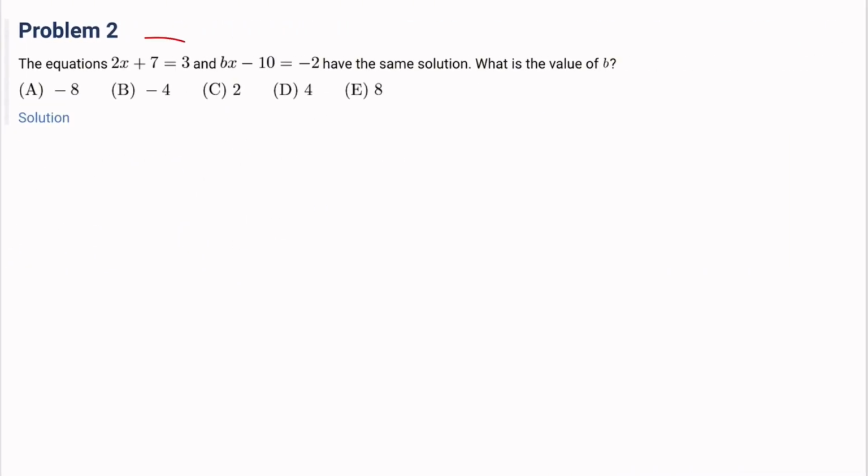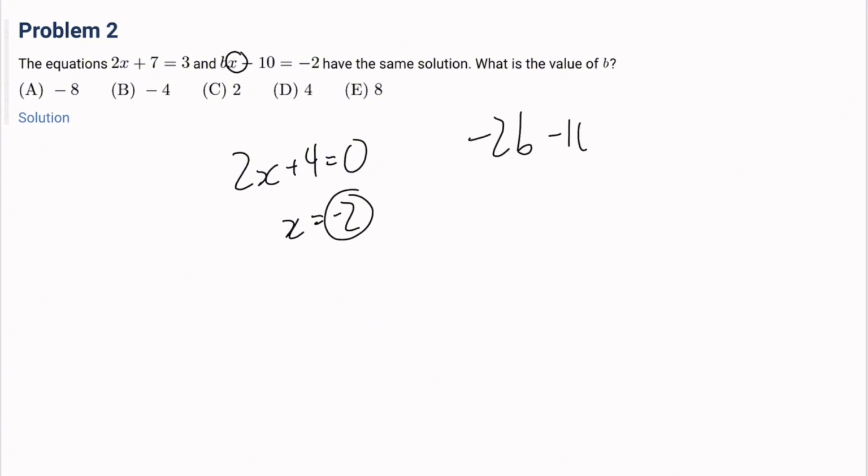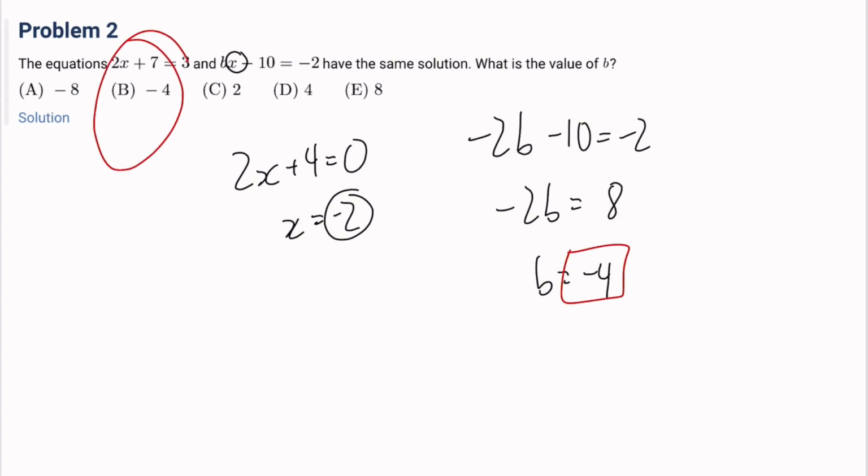Number 2, the equations this and this have the same solution. What's the value of b? Okay, so let's first get the solution of that. That is 2x plus 4 equals 0, so x equals negative 2. If we plug this into here, that gives us negative 2b minus 10 equals minus 2. So negative 2b equals 8, b equals negative 4. The answer is negative 4, which is B.